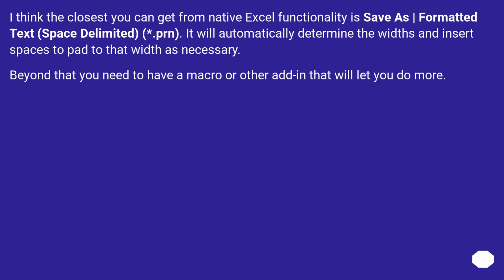I think the closest you can get from native Excel functionality is Save As, formatted text, space delimited, PRN. It will automatically determine the widths and insert spaces to pad to that width as necessary. Beyond that, you need to have a macro or other add-in that will let you do more.